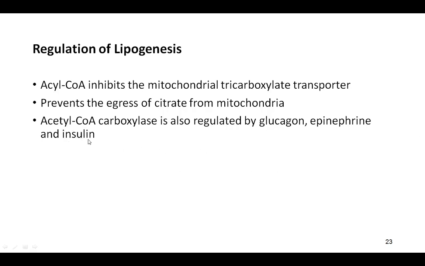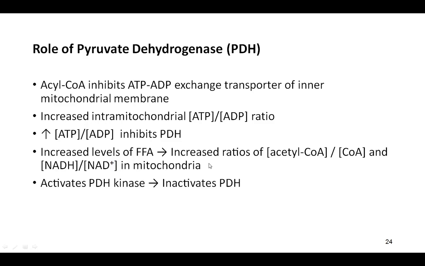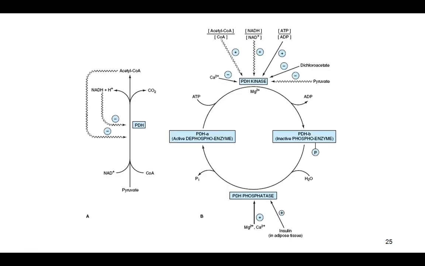Acetyl coenzyme A carboxylase is also regulated by glucagon, epinephrine, and insulin. Basically, insulin increases the activity of acetyl coenzyme A carboxylase, and glucagon and epinephrine have the opposite action. This you know. Next is the role of pyruvate dehydrogenase. See here, if more and more acetyl coenzyme A is there, the acetyl CoA by CoA ratio will be more. More and more NADPH is there, so the NADPH by NADP ratio will be more. More ATP, less ADP.